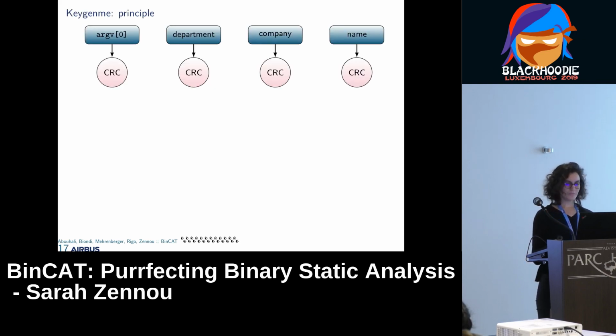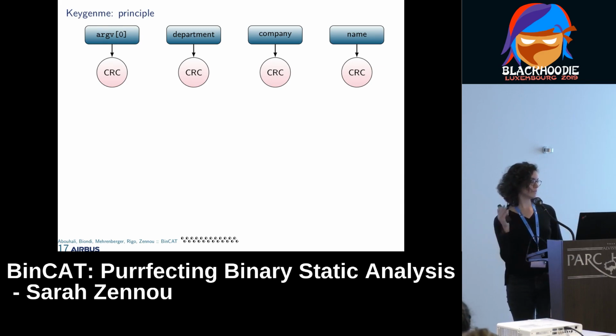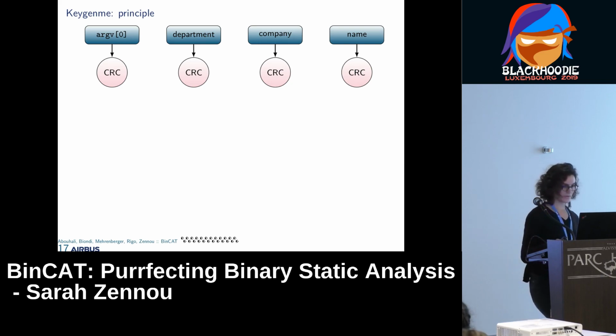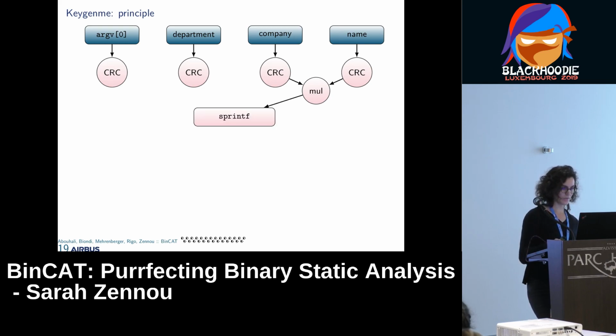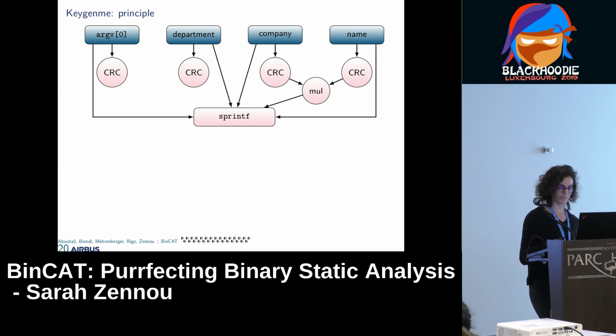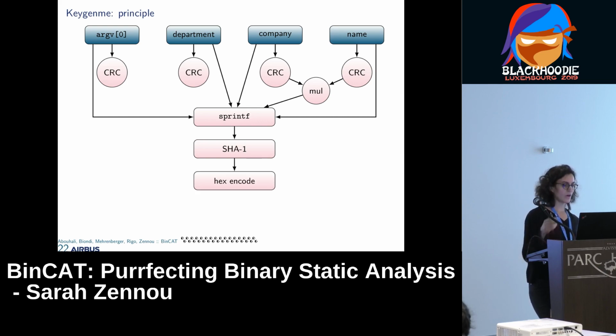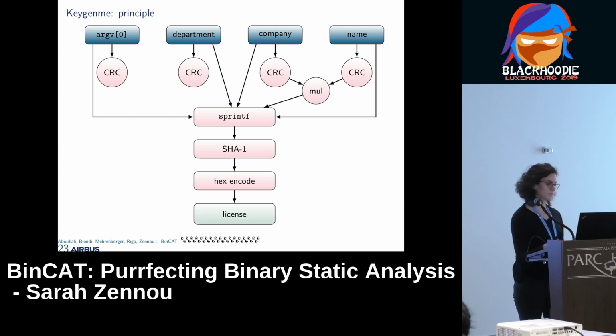How does it work internally? So this is the C file. First, every argument is checked for integrity. Then the results of the CRC of the company and the name of the user are multiplied together. Then the result is stored with a sprintf in a buffer together with other arguments. The resulting buffer is then hashed, encoded as a hexadecimal string, which is actually compared with the correct license.